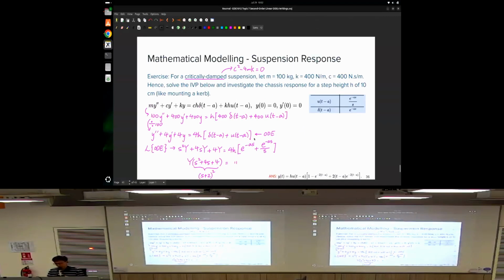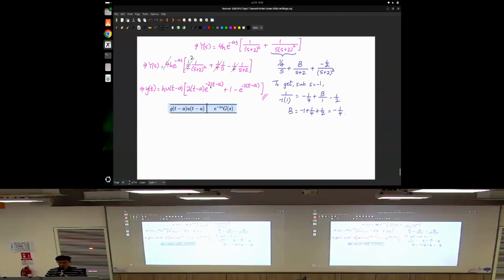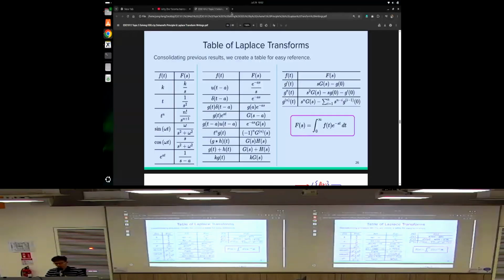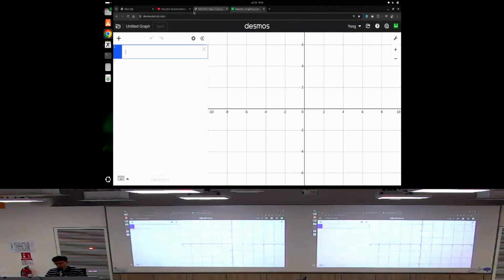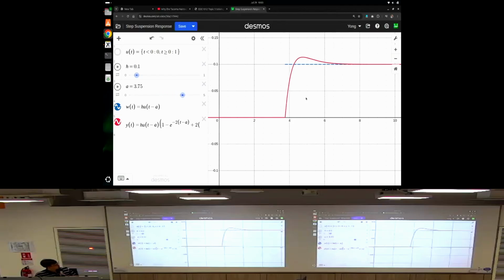Okay, good. So we will certainly look at the response given by this function, because actually the wheel displacement is a very simple function. You can add it in there, the height. I just put h equals 0.1, because 10 cm is 100 mm, so that's 0.1 meters. Then a is trivial. a is just the time when the wheel hits the curb. This one doesn't matter; if I increase it, it will just move to the right. So I'll just leave it at maybe 1.